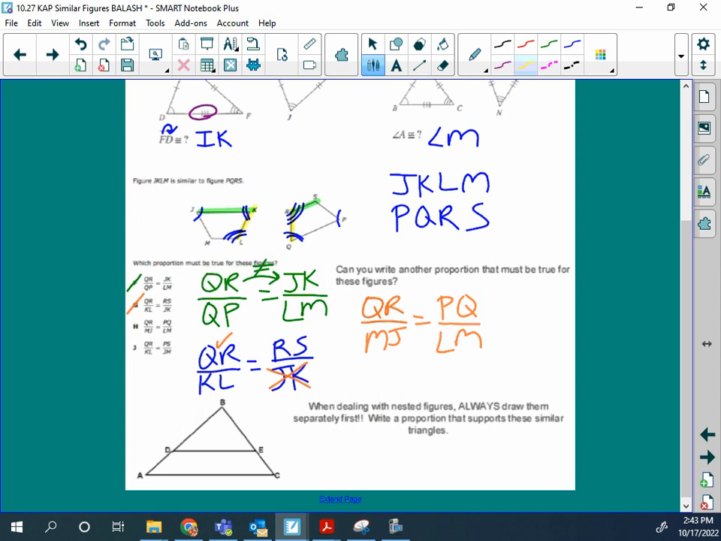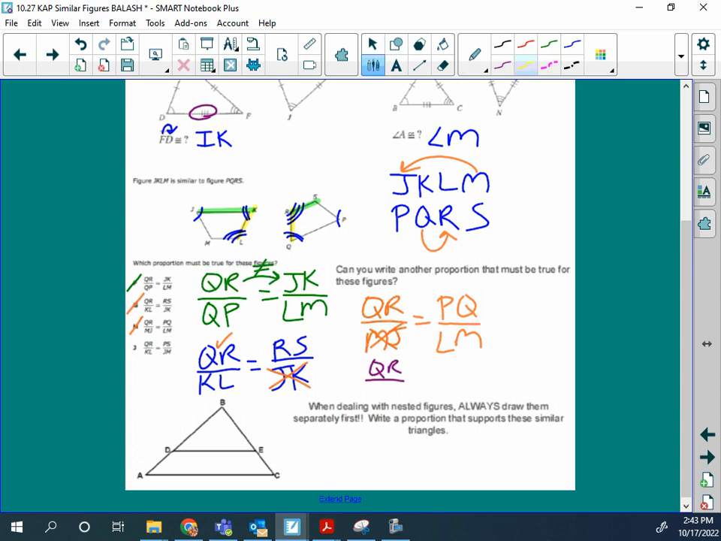All right? So QR over MJ. Do you see how that doesn't work? They're not in the same location, even though they're on different shapes. So that can't be it. So I hope that the last one is right. Let's see.